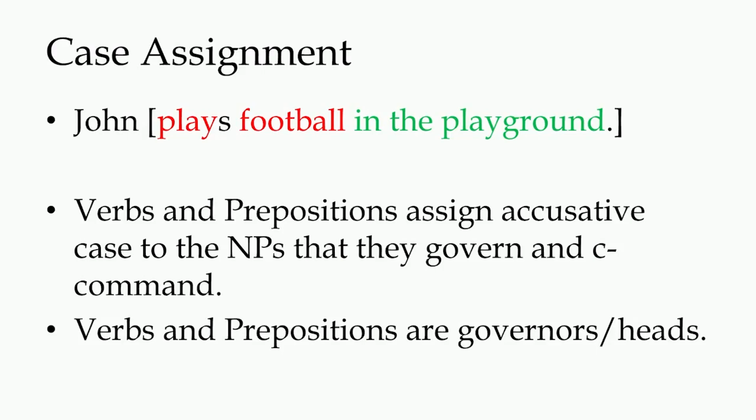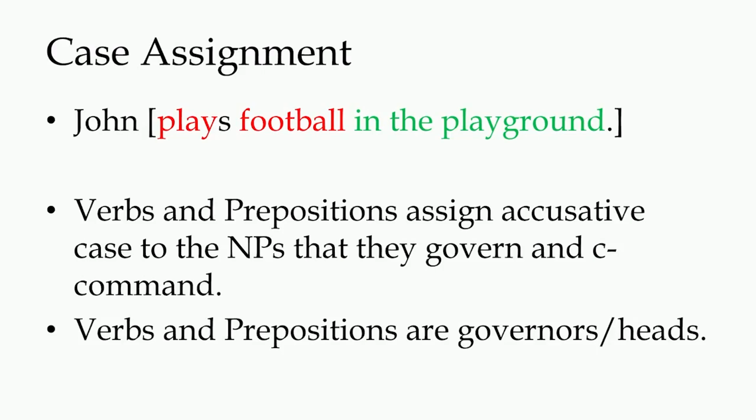It's a canonical sentence. It's an example of a nice sentence where you see John as the subject, and plays football in the playground as a predicate. Again you can see the verb is play, which is a transitive verb, has got an object, football, and then in the playground that you see in the green is an adjunct which is there for additional information.